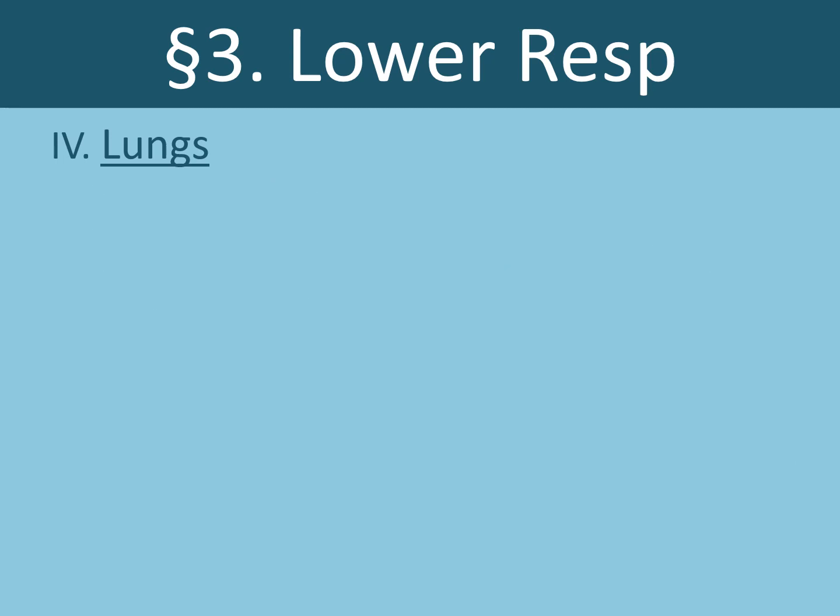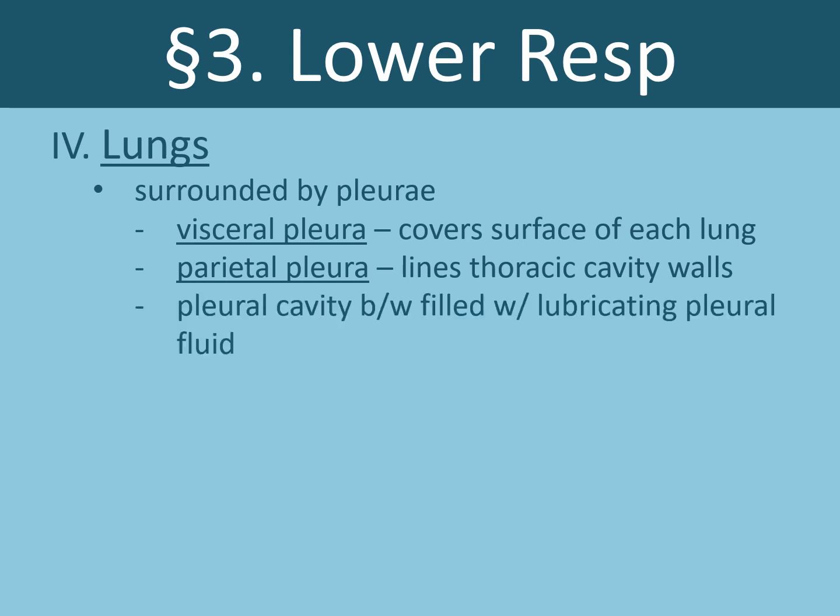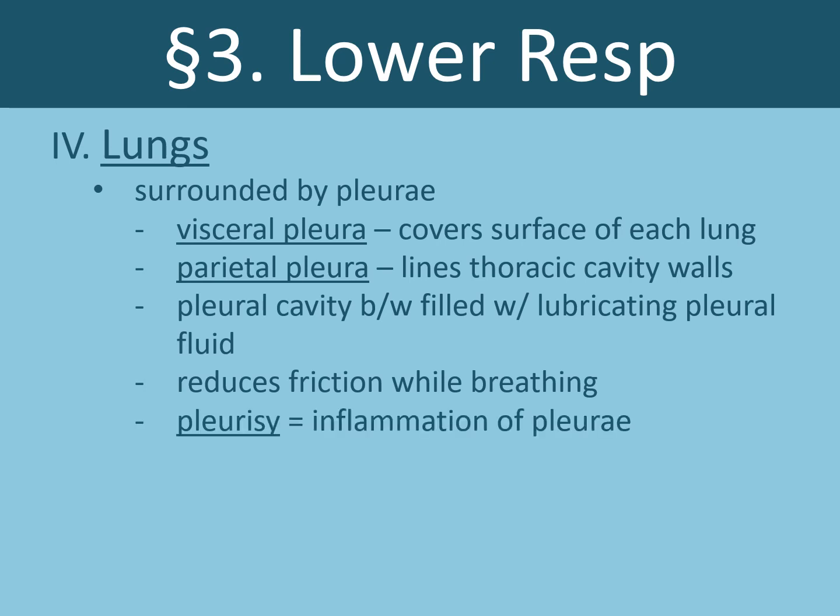The lungs are surrounded by 2 layers known as pleurae. These are the serous membranes. The visceral pleura is the layer that covers each lung. The parietal pleura lines the thoracic cavity walls. The space in between is the pleural cavity. It's filled with a lubricating fluid. These 2 layers and the fluid in between help reduce friction while you're breathing. Pleurisy is the inflammation of the pleura.